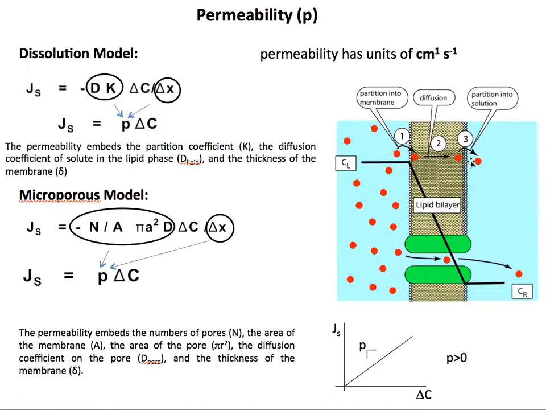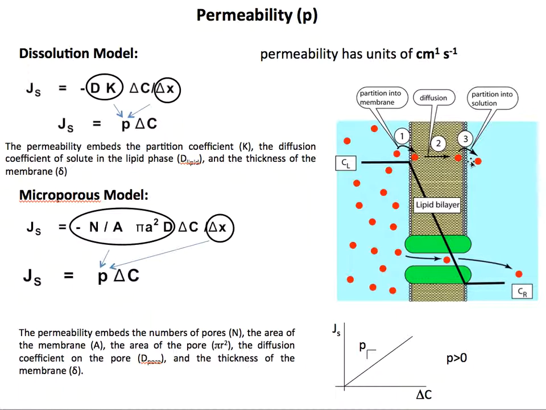So if you have a lot of pores, but the area of the membrane is huge, then effectively you don't have as many pores per area. So you want a lot of pores in small area if you want your JS to be high. And then you have pi a squared, which is the area of the pore, and then D diffusion coefficient, and then delta C concentration difference, and delta X, it's again the lipid bilayer thickness.